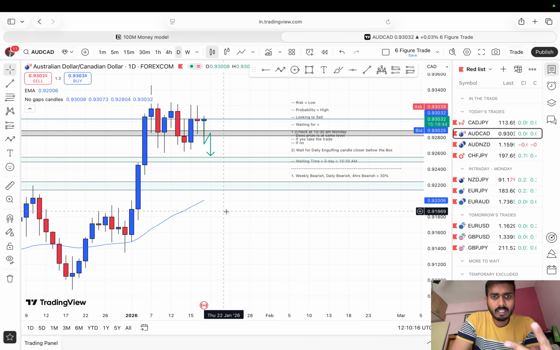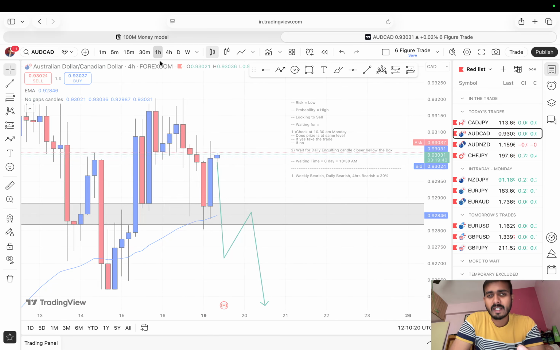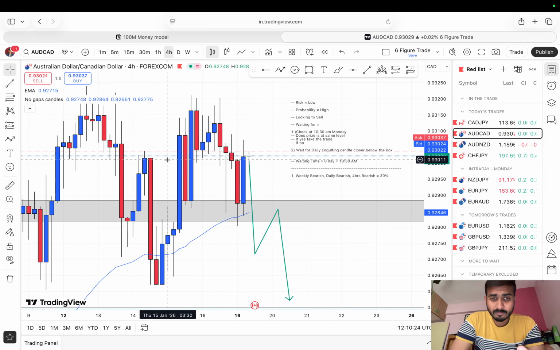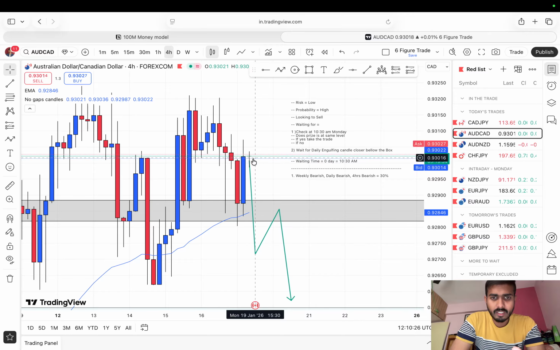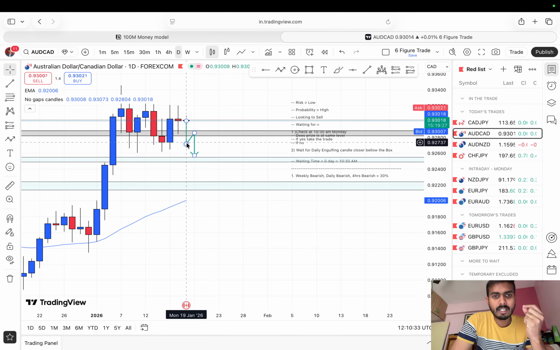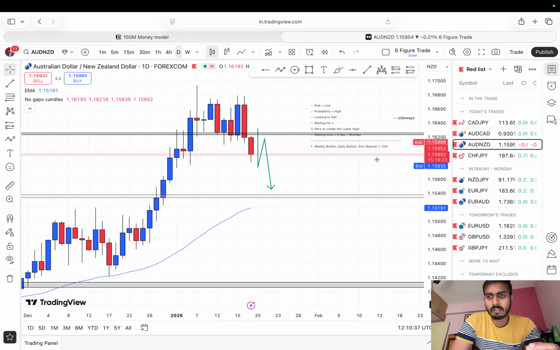The second is the AUDCAD. I was interested in taking the sell trade, but then I was like, no, this is not a good trade to take. I'm waiting for the break and retest of the 4 hour, and the third thing is I'm waiting for the daily candlestick closure below this box. Then I can take the sell trade to the downside.